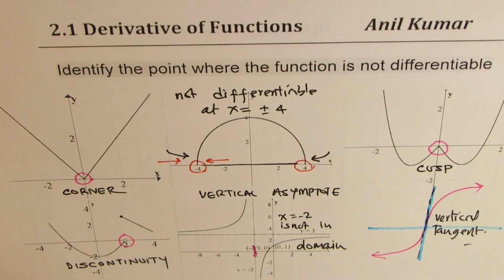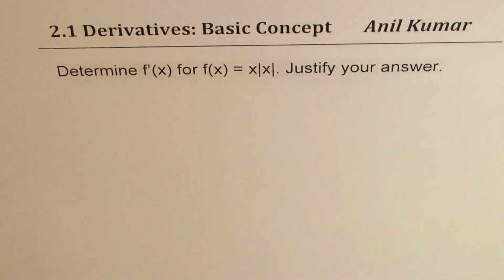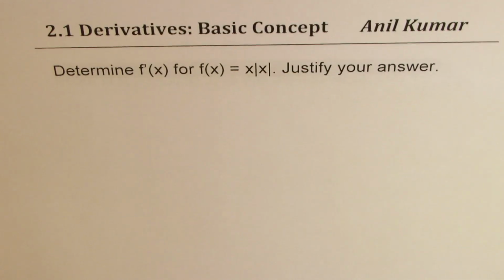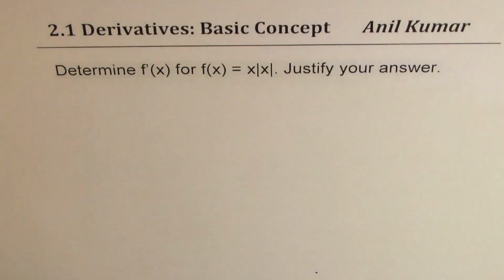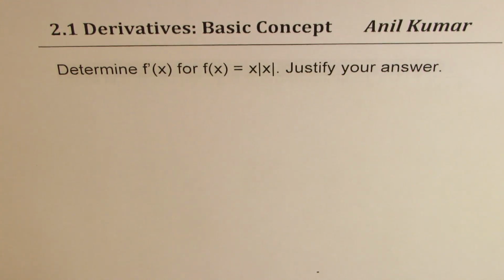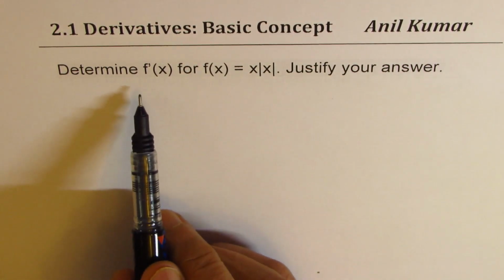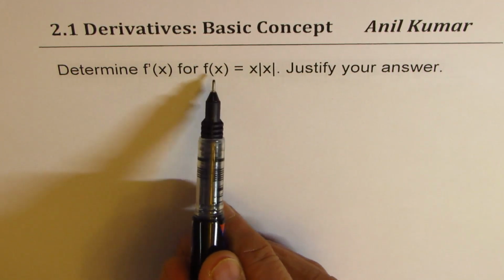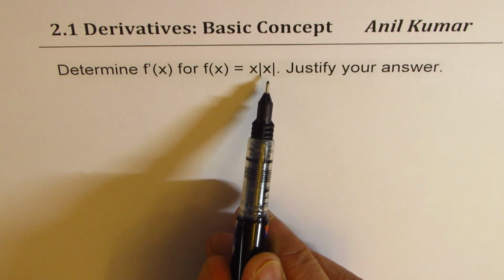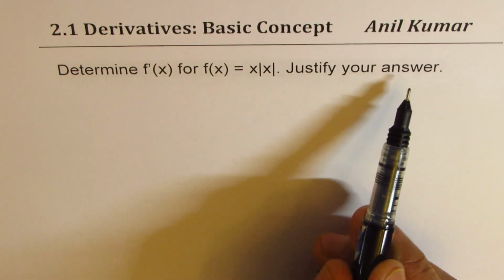So I hope now you can answer questions related to graphs. Now let's look into more algebraic expressions where we are going to justify whether you can find a derivative or you cannot find a derivative, correct? Now in this unit, it's just the beginning of the unit, we are still understanding the basic concepts about derivatives, right? The question here is, determine the derivative of f of x for f of x equals x times absolute x. Justify your answer.